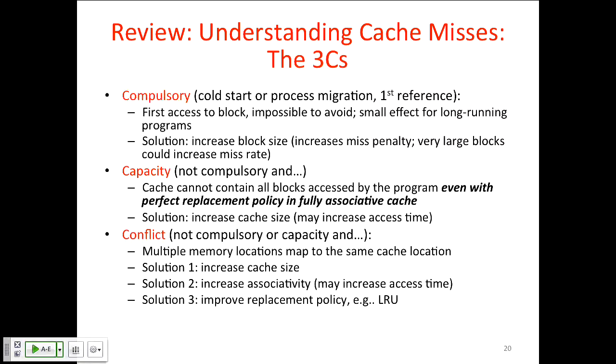And the final category is misses that occur because in a finite size cache, you don't have a perfect replacement policy in a fully associative cache. Those come about because you have restricted associativity, maybe only 2-way, 4-way, 8-way, or some finite associativity, or because there's something wrong in your replacement policy. Those two things are what cause a conflict miss.